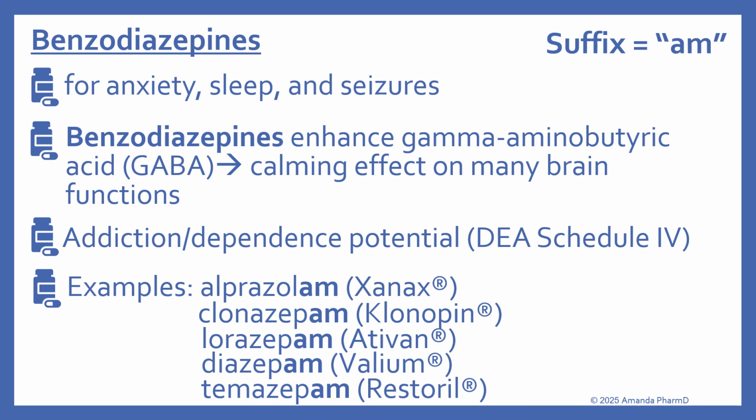And some examples of the benzodiazepines include alprazolam, brand name is Xanax, clonazepam, brand name is Klonopin, lorazepam, brand name is Ativan, diazepam, brand name is Valium, and temazepam, brand name is Restoril. And you can see these end with the suffix -am.